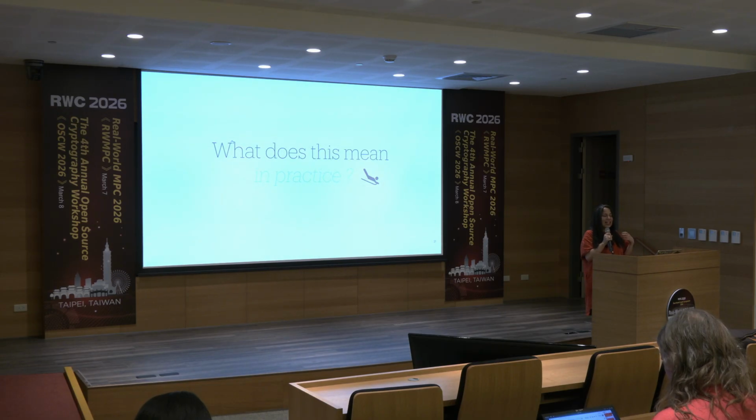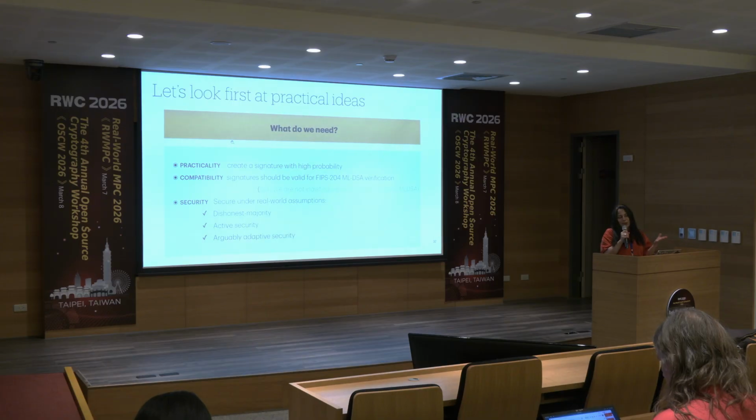Now, prior to showing our trick of how we actually do rejection sampling, so we have something efficient in a threshold manner, let's talk a little bit more about practicality and what we wanted to have in our scheme. The first thing is that we wanted to have some properties.